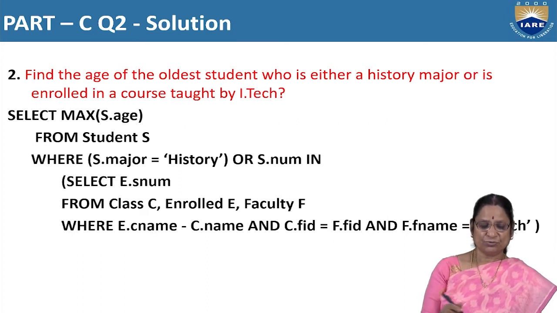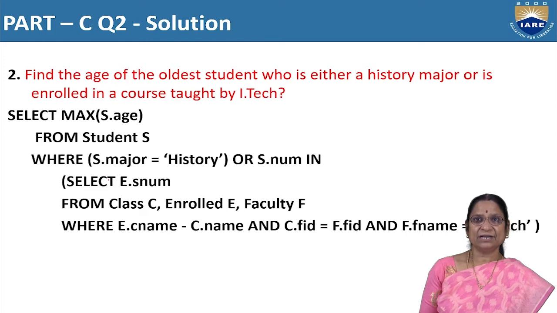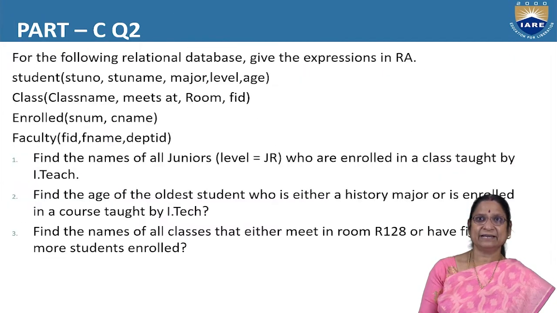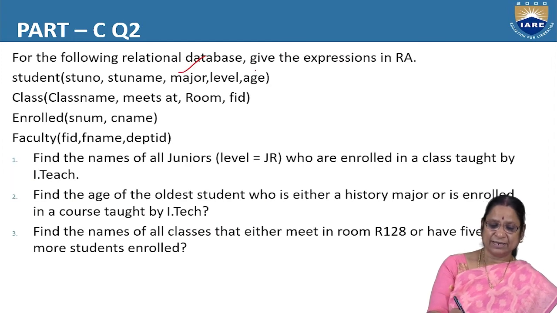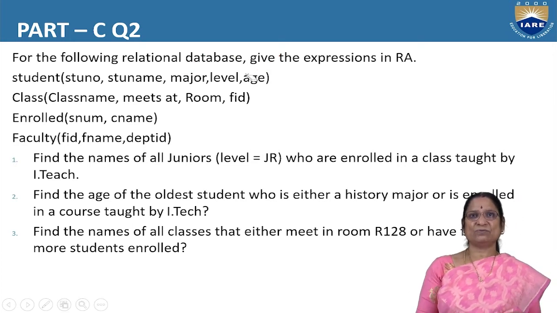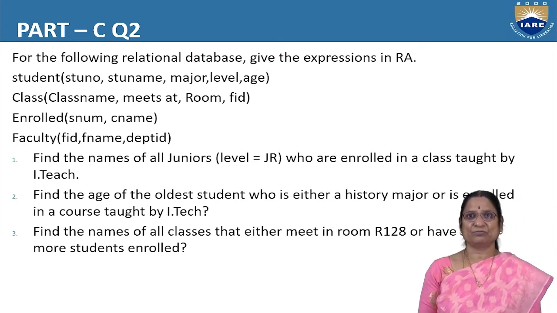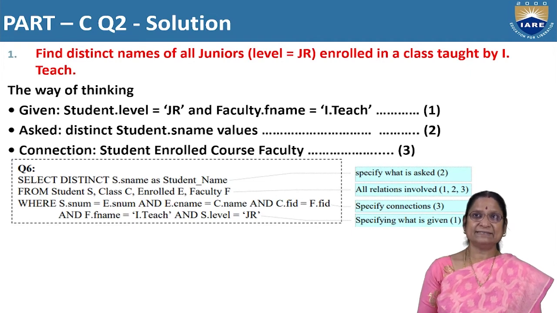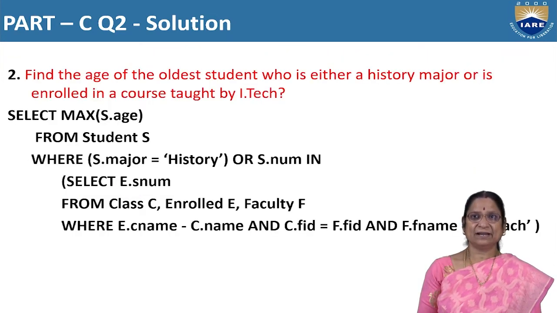From student, yes. Where? What are the conditions? Major is equal to history. That is directly available. Major is available, age is available in the student relation, so that's why one relation, student, is initially enough. But another condition is there. What is the second condition?